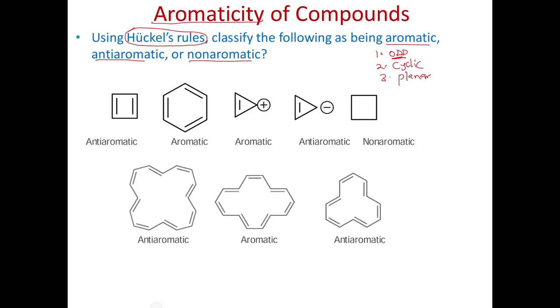If we want to classify a compound as anti-aromatic, according to Hückel's rules, it needs to have the total number of pi electrons, the pairs, being even numbered. Okay? It needs to be cyclic, it needs to be planar. If a compound does not meet these conditions for being aromatic, and it does not meet these conditions for being anti-aromatic, then it's non-aromatic. For example, if it is not cyclic and it is not planar, then obviously it's non-aromatic.